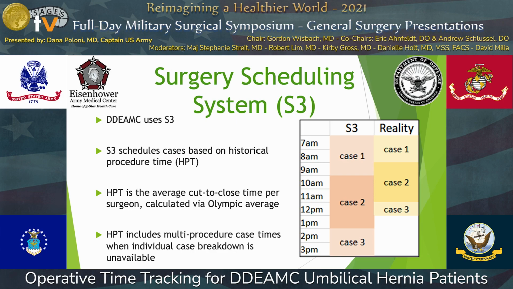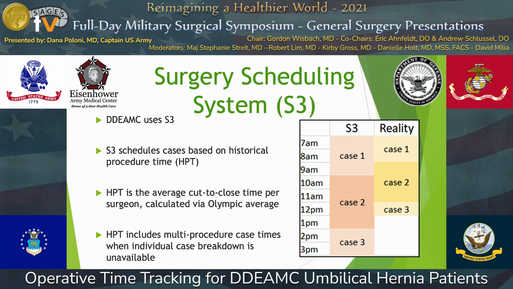In regards to scheduling, the operative time is the main determinant in predicting the case's length of time. Cases are scheduled into S3 based off the historical procedural time, or HPTs. HPT is calculated using the Olympic average of the 10 most recent cases, and then it drops the highest and the lowest OR times and averages out the remaining 8. If a surgeon has less than 10 total cases, then S3 will use the average of whatever cases are available. And if a surgeon has never before performed a specific procedure, then S3 will use the department's average.